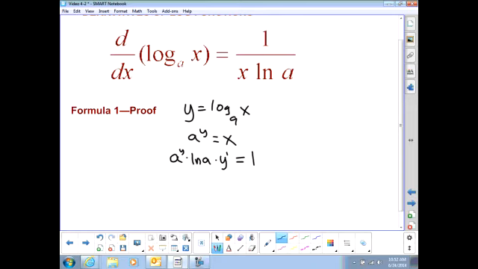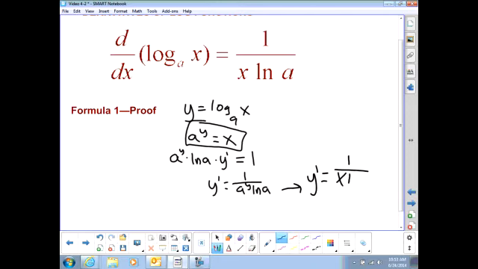We'll get y prime by itself, and we'll have that it's equal to 1 over a to the y ln of a. Well, back up here, we know a to the y is just equal to x. So that tells us that y prime is just equal to 1 over x times natural log of a, which is exactly the formula we had up above.